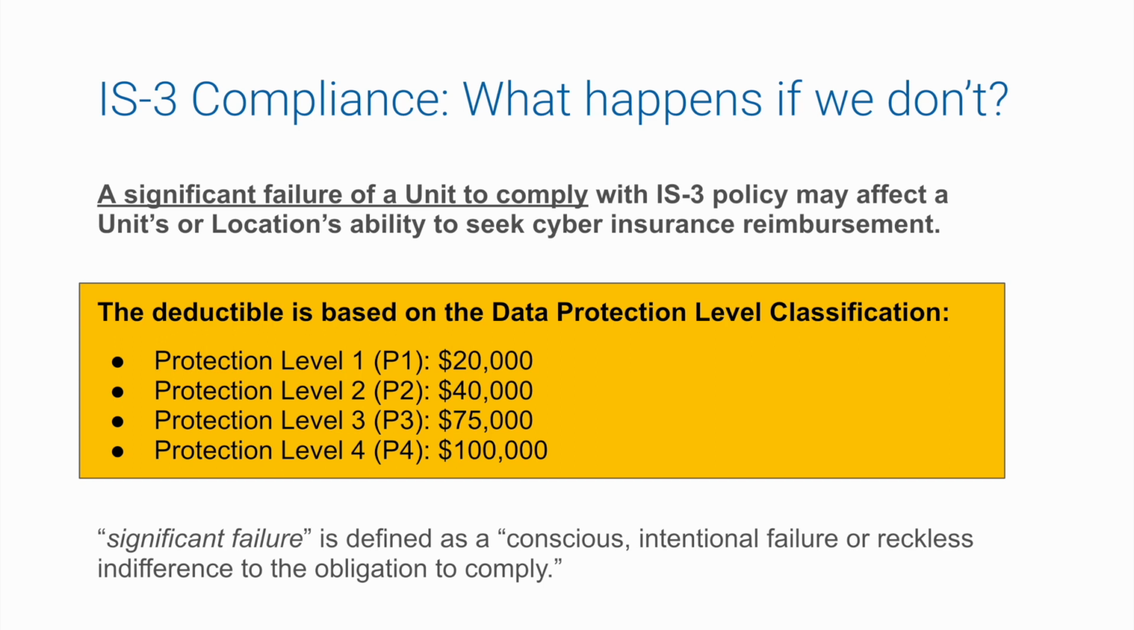If a security incident occurs and the UC location is IS-3 compliant, UCOP offers cyber and privacy breach liability coverage, which includes both first and third-party coverage for damages and claims related to privacy and security incidents. This highlights the significance of adhering to the IS-3 policy.